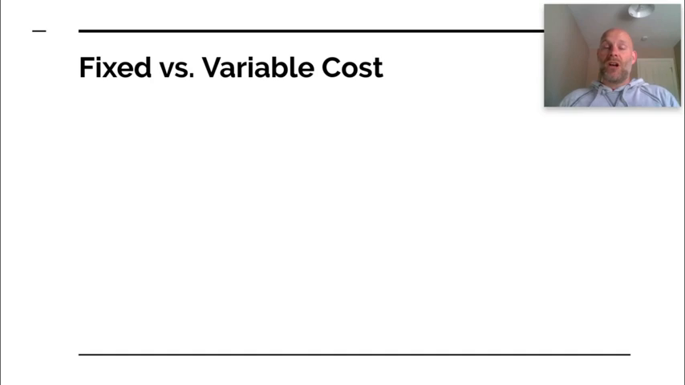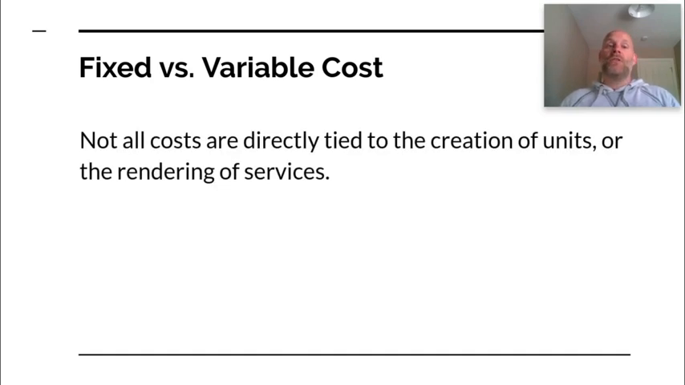So we have fixed costs and we have variable costs. Not all costs are tied directly to the creation of units or to the rendering of services. Let's say you're a videographer, for example. You can't just say, okay, well, I'm shooting a 1 hour video that takes me 5 hours of time on site, and it costs me this much labor and this much for this and this much for that.